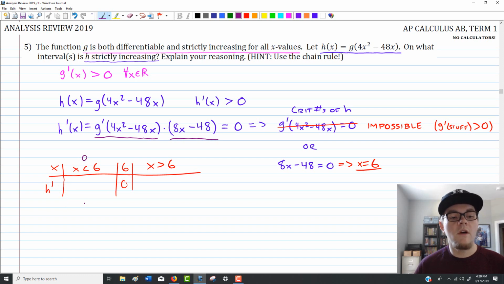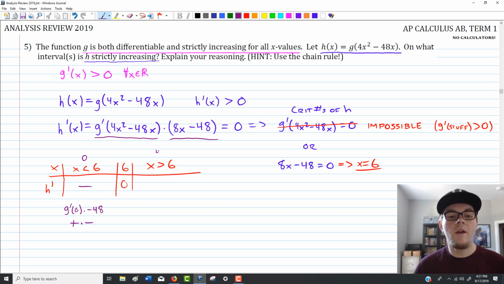Well, if we take a number like 0, we'll have g prime of something. Actually, if we can say it right here, it's g prime of 0 times negative 48. Well, looking at that, g prime of 0 is positive. We're multiplying it times a negative. That means that h prime is negative. It has to be, because g prime of anything is positive.